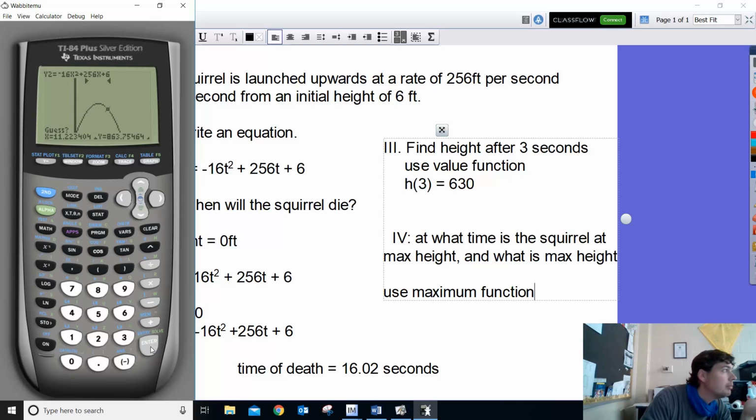It asked for a left bound, I pressed enter. It asked for a right bound. What'd you press? You went to the right and you pressed enter. Now it wants a guess. What do? Enter. Like, this ain't hard.